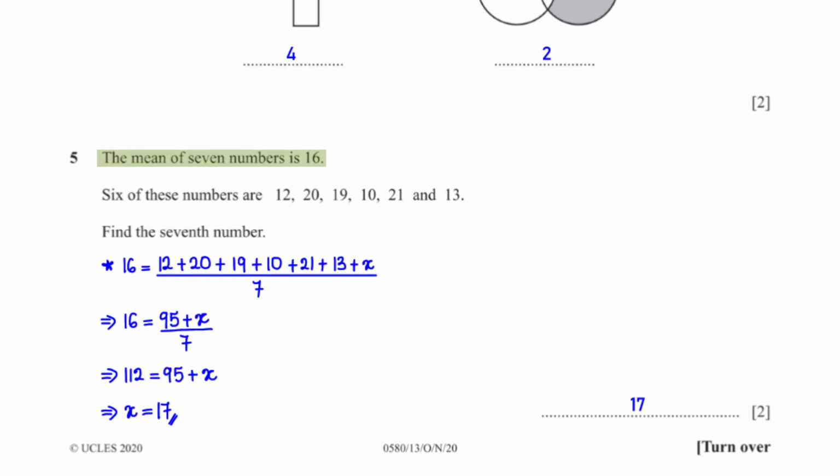The mean of 7 numbers is 16. 6 of these numbers are 12, 20, 19, 10, 21, and 13. Find the 7th number. Let's call the 7th number x. The mean of the 7 numbers, which is 16, is equal to the sum of the numbers, which is 12 plus 20 plus 19 plus 10 plus 21 plus 13 plus x, divided by 7. When we sum up these numbers, we get 95. When we multiply both sides by 7, we get 112 equals 95 plus x. And when we subtract 95 from both sides, we get x equals 17.